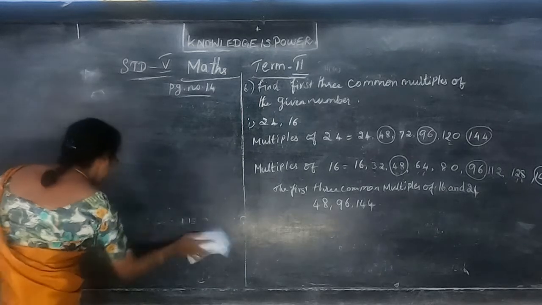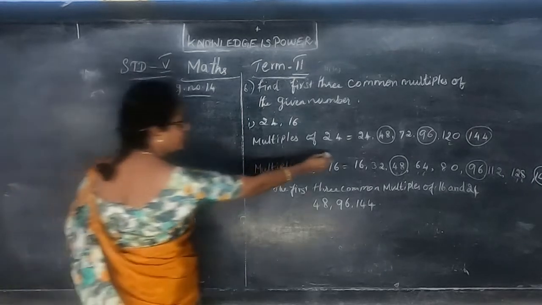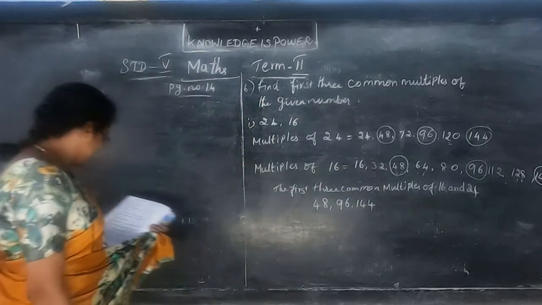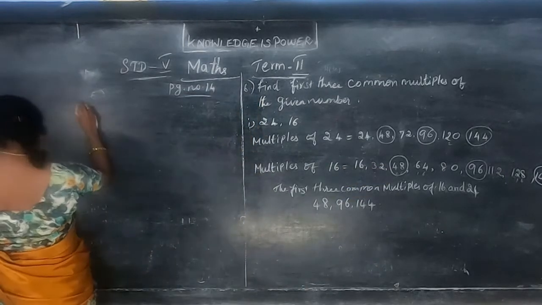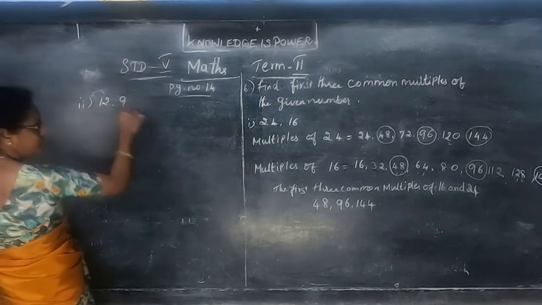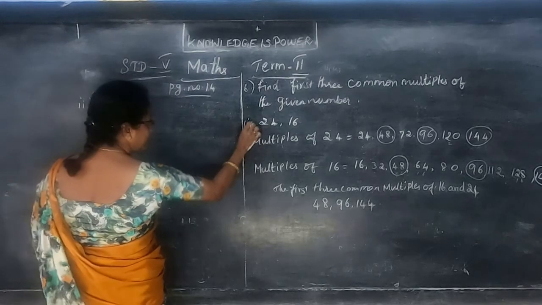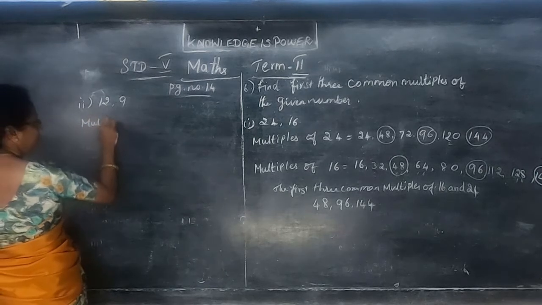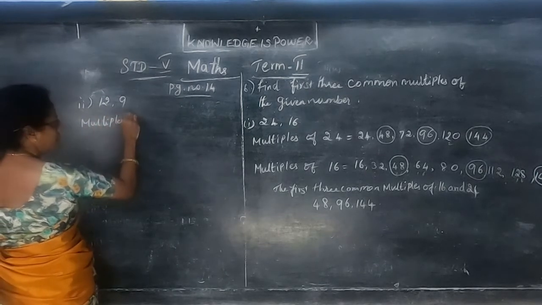Now the next one. The first sum is like this: first on the 24 tables you have to write all the multiples, then for the 16 tables you have to write the multiples. The next sum is 12 and 9. In the second sum they are given 12 and 9. This is easy only: multiples of 12.